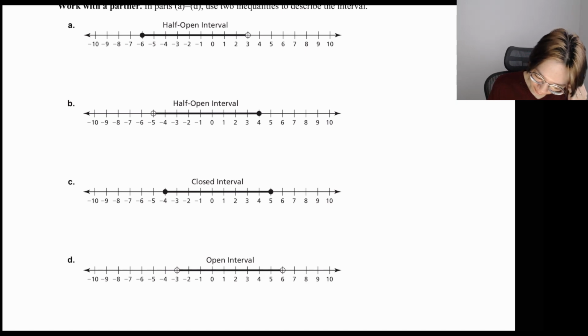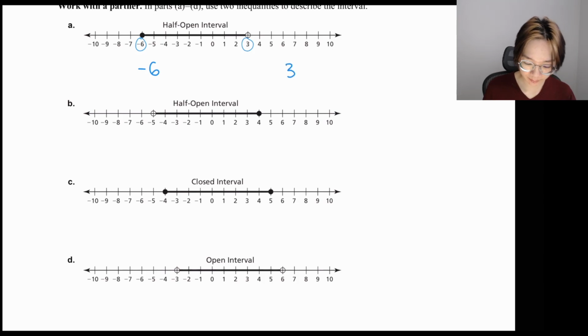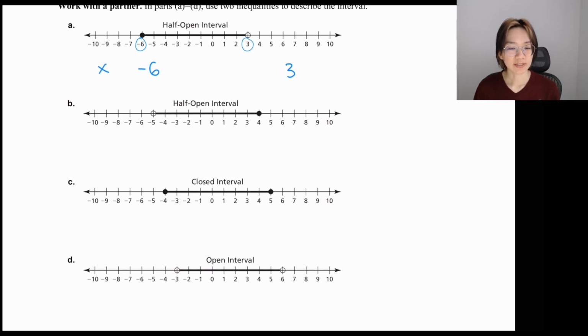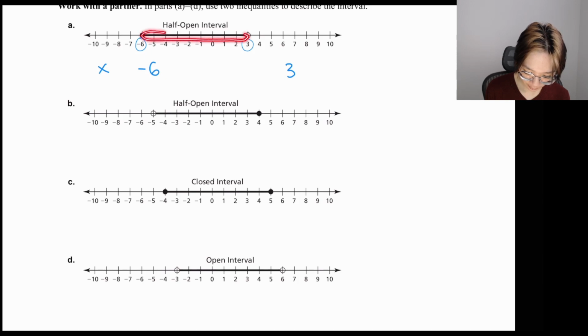So for this first one, same exact steps as when we figure out one inequality. What numbers do they start at? Here we have a negative 6. Here we have 3. So one inequality is going to deal with negative 6, and one is going to deal with 3. Let's start with negative 6. Let's just say we have our graph as x. Is the shaded part covering all the numbers that are greater than negative 6 or less than negative 6? Greater than negative 6. So x is greater than negative 6.